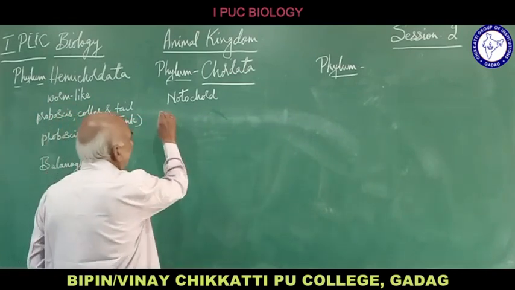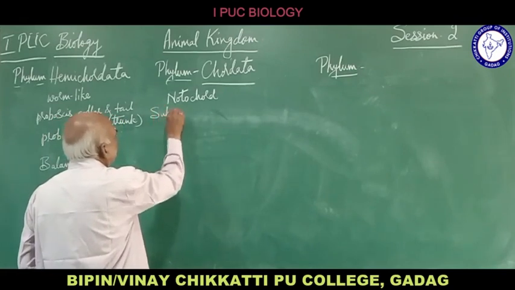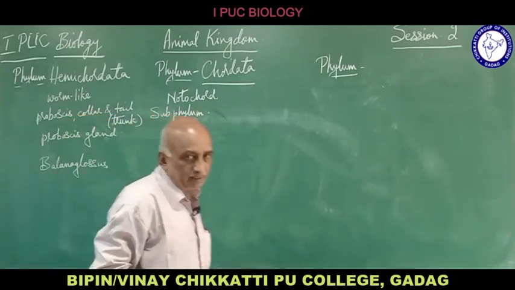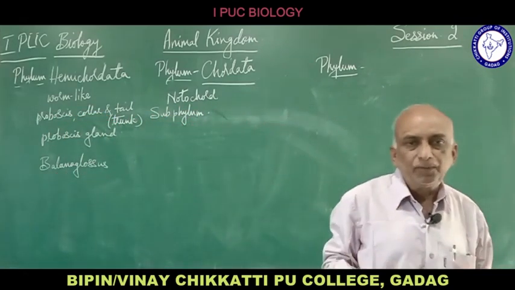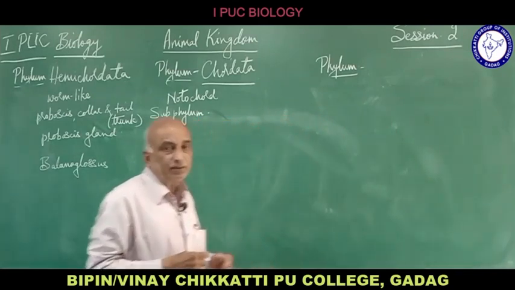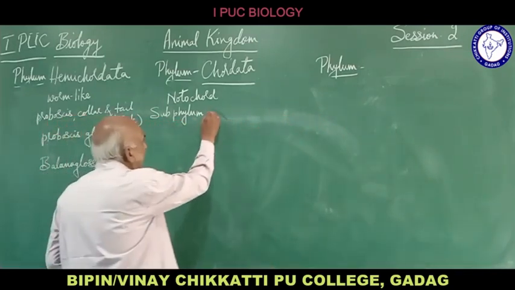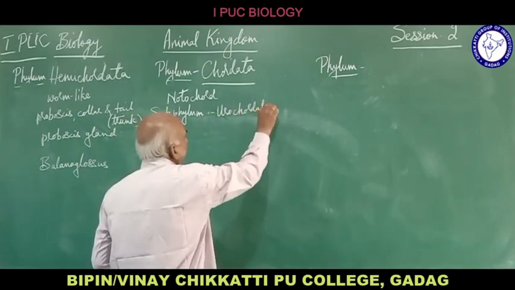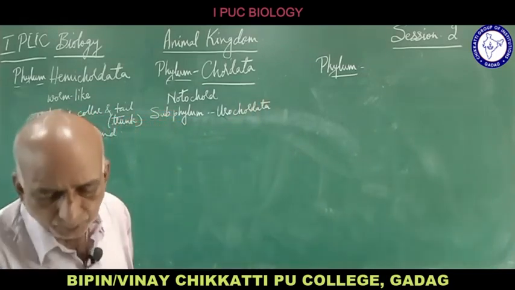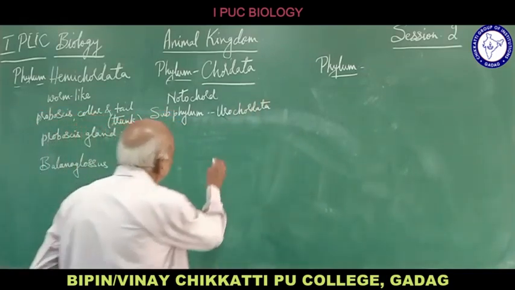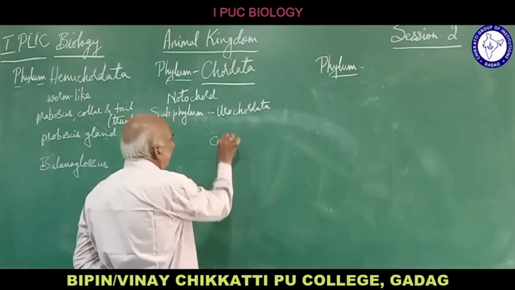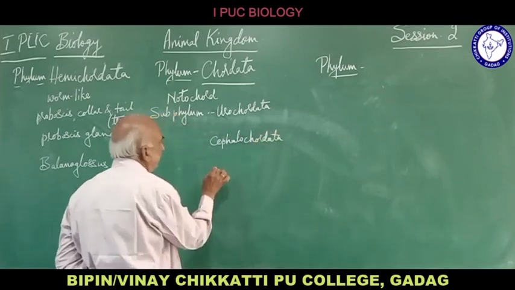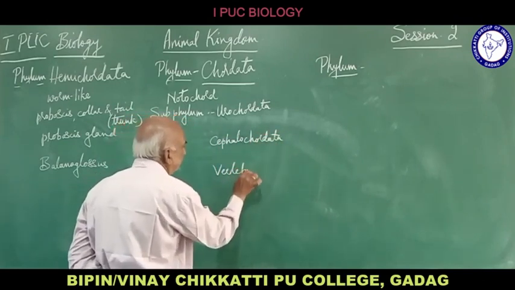Now this phylum Chordata is divided into three subphyla. Whenever a phylum is very large, it is again divided into subphyla. In this, one subphylum is Urochordata, then Cephalochordata, another subphylum, and Vertebrata.